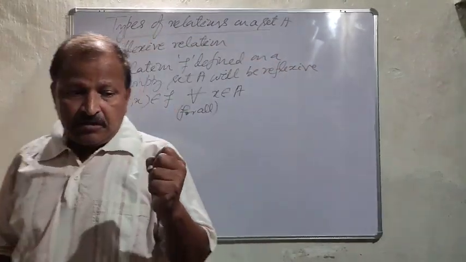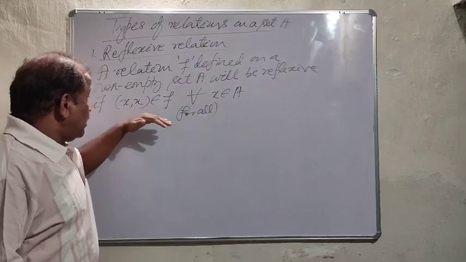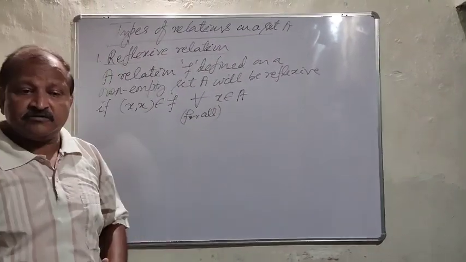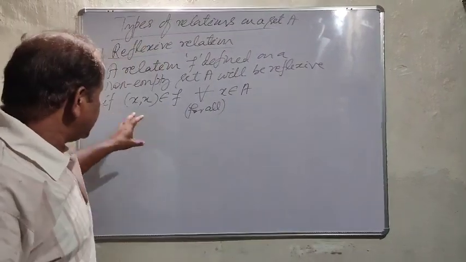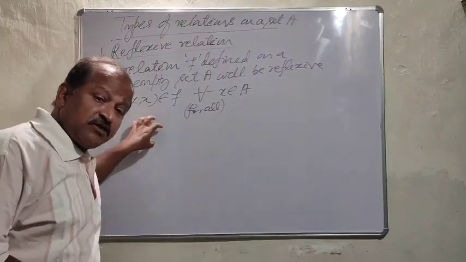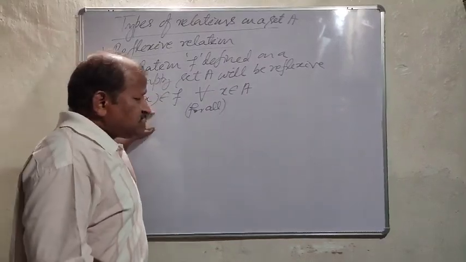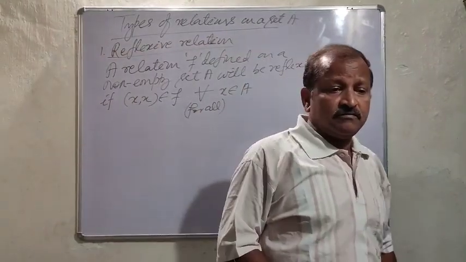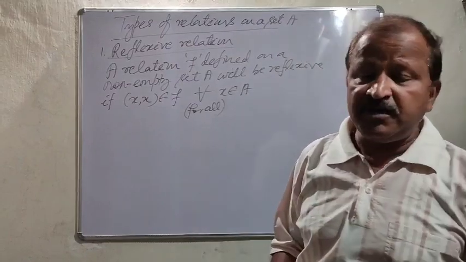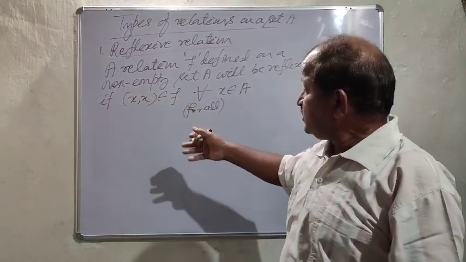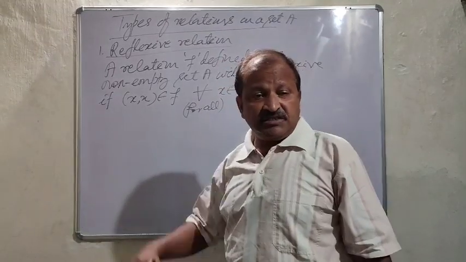Okay. Now you see, when will it not be reflexive? This is very important. This is a relation. If it satisfies this condition, then it will be reflexive. If it does not satisfy this condition, then it is not reflexive. When will it not satisfy this condition? Yes. What is the negation of this statement?